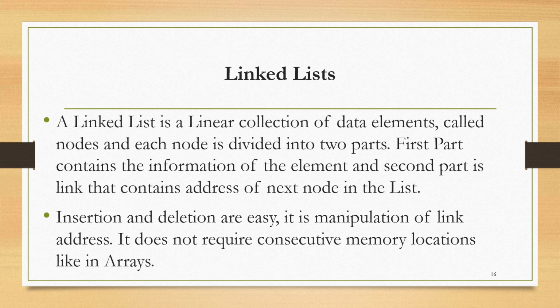A linked list is a linear collection of data elements called nodes, and each node is divided into two parts. The first part contains the information of the element, and the second part is the link that contains the address of the next node in the list. So there will be two parts for each element. First will be your data, second will be the pointer to the next node.